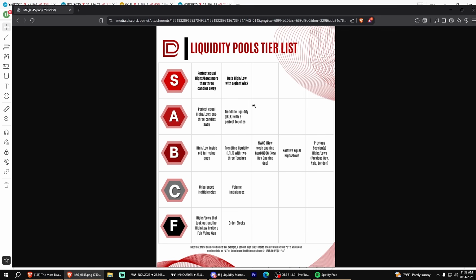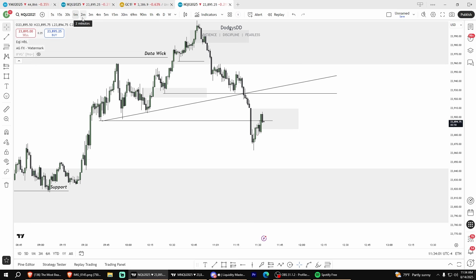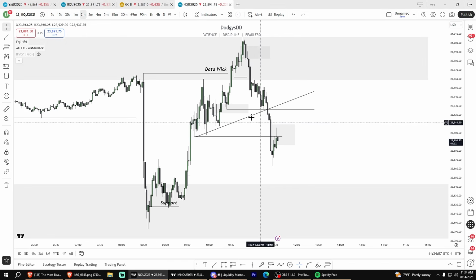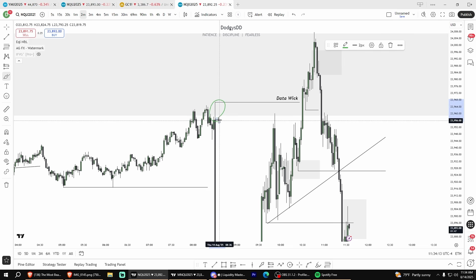And last but not least, data high/low with a giant wick. And by giant wick, I just mean a wick that's obvious. All right. Why'd that fail? Because you faded liquidity. Remember I said we should keep dumping? Okay, data high, data low, very self-explanatory. Right here, very obvious wick. It stands out. You can see it. It's not like it's a normal wick. This is not a normal wick on a candle.